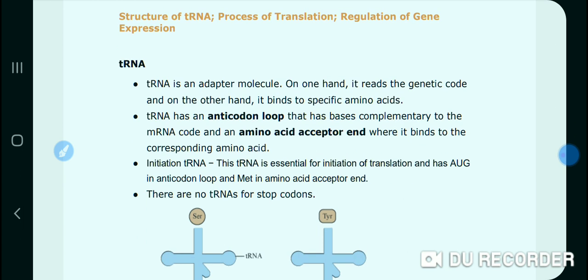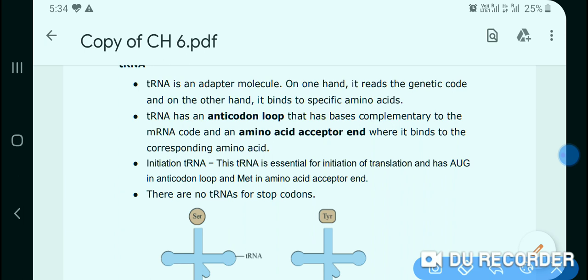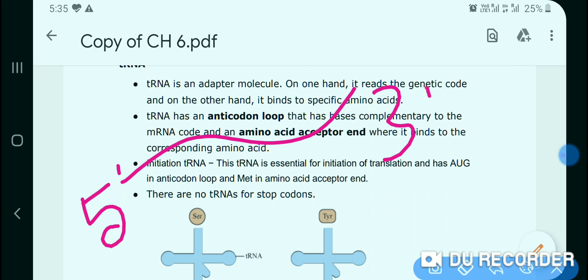Students, first you have to know transfer RNA is single stranded. You have seen that this is the 5' end and this is the 3' end. But it seems double stranded due to its coiling. How does the coiling take place? This takes place due to the presence of some abnormal nitrogenous bases.